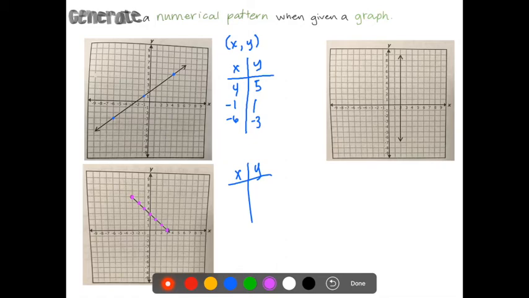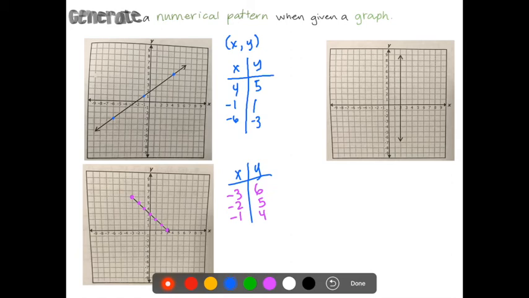So in here I'm going to pick the first point that we have, and that is -3 for x. And when x is -3, y is 6. And then you're going to go in order. When x is -2, y is 5. When x is -1, y is 4, and so on. I don't have to keep writing it. That's enough to give me a numerical pattern.